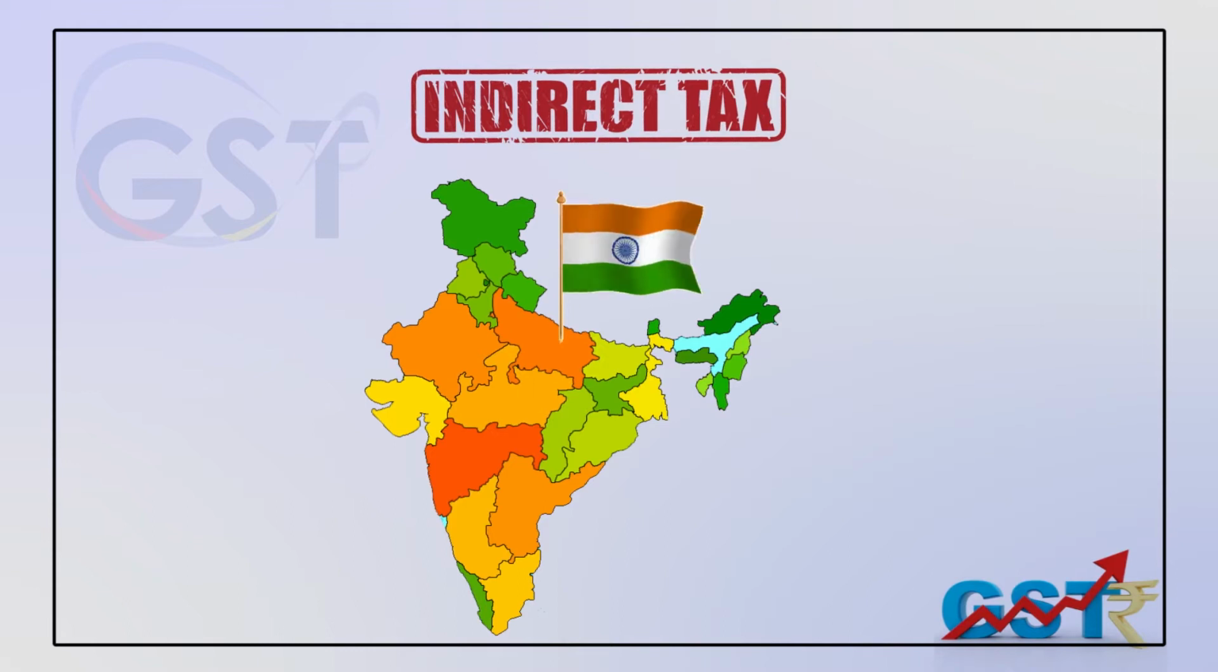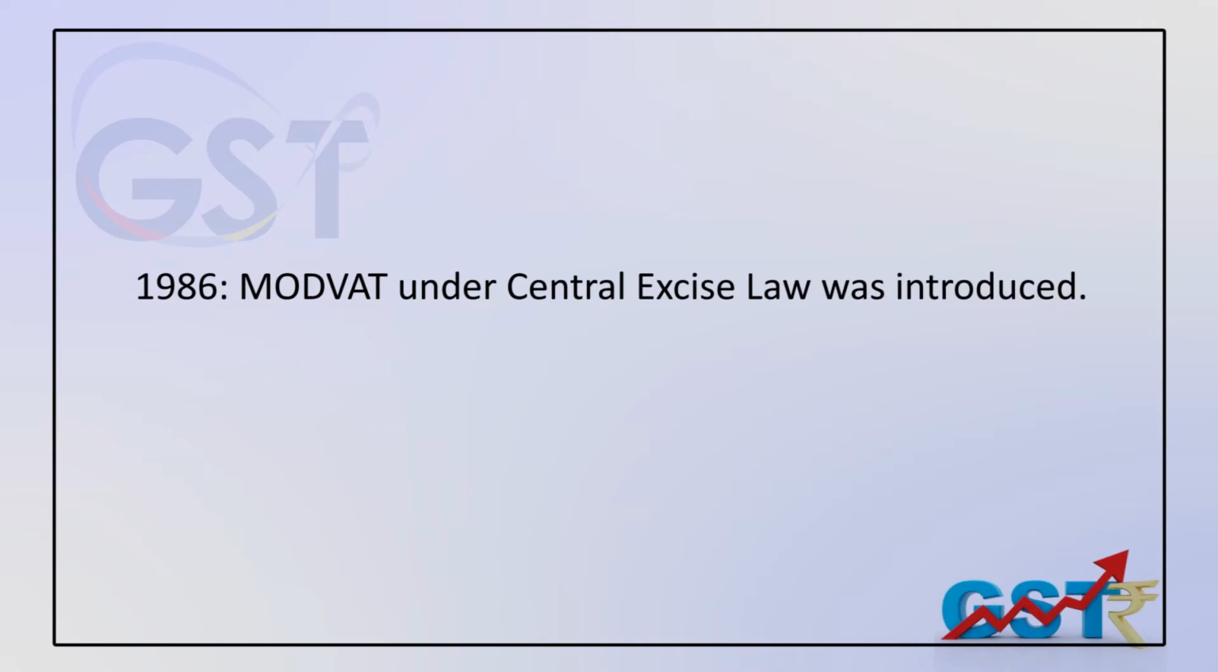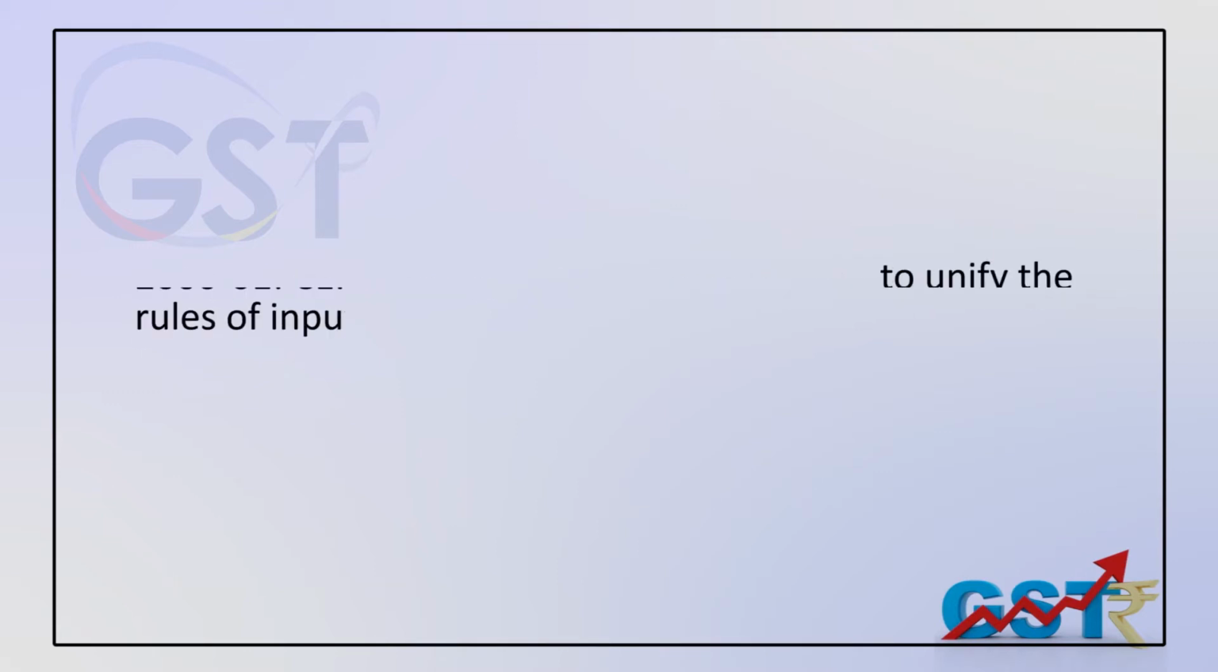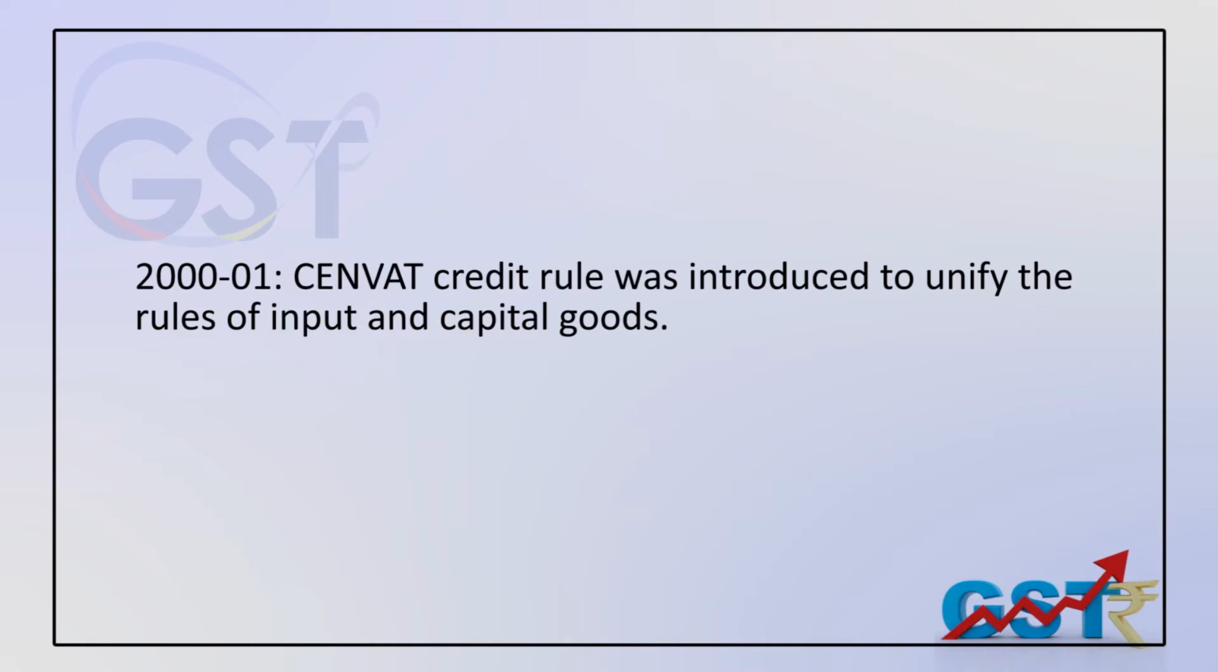Here I may mention some of the reforms that took place in indirect tax in India in recent times. We witnessed the reform in indirect tax structure in 1986 when MODVAT under central excise law was introduced. And again we witnessed tax reform when the credit under MODVAT was introduced for capital goods in 1994, and earlier it was not considered. Again, we can mention the CENVAT credit rules, which were introduced to unify the rules of input and capital goods in 2000-2001.